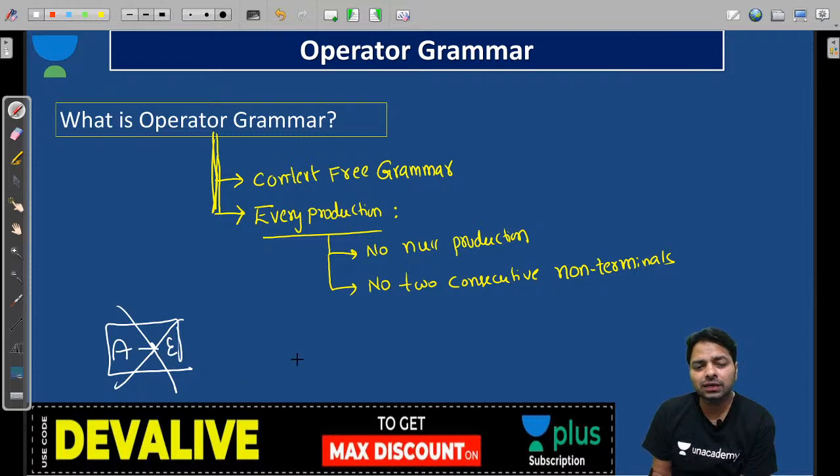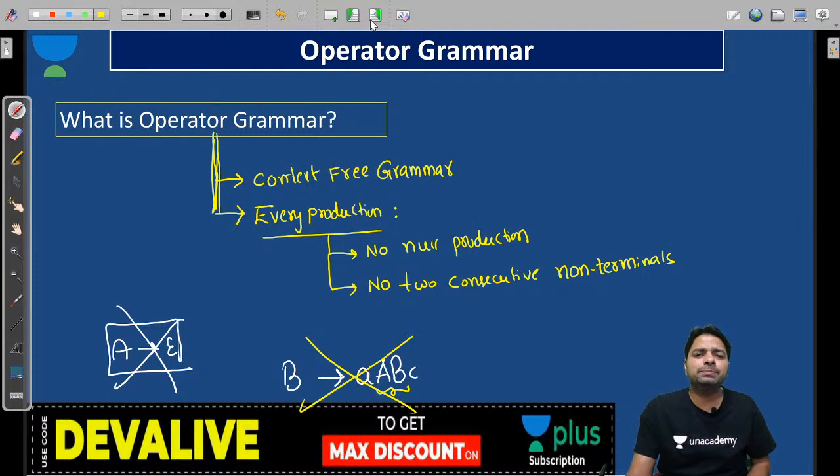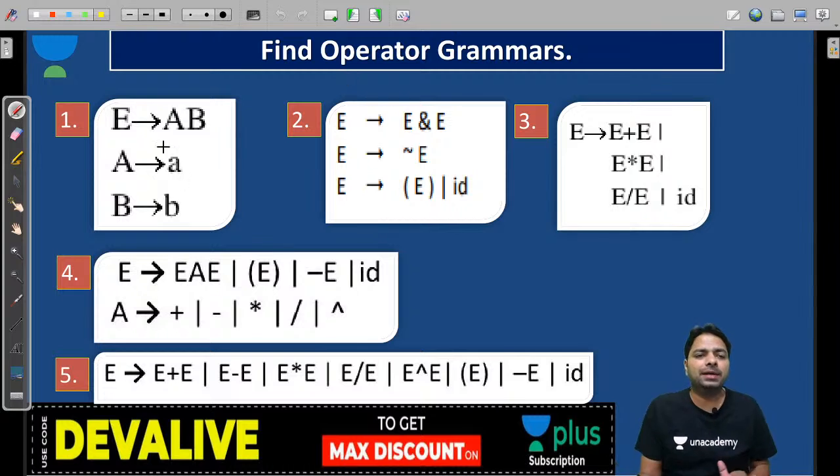And not only that, if you are writing something like B to something A, here you have two consecutive non-terminals, and this should also not be present. So for any context-free grammar, if you have a null production or if you have two consecutive non-terminals in the grammar, then that grammar is not operator grammar. So what is the advantage of such grammars? We will see slowly. Let's practice what is operator grammar, guys.